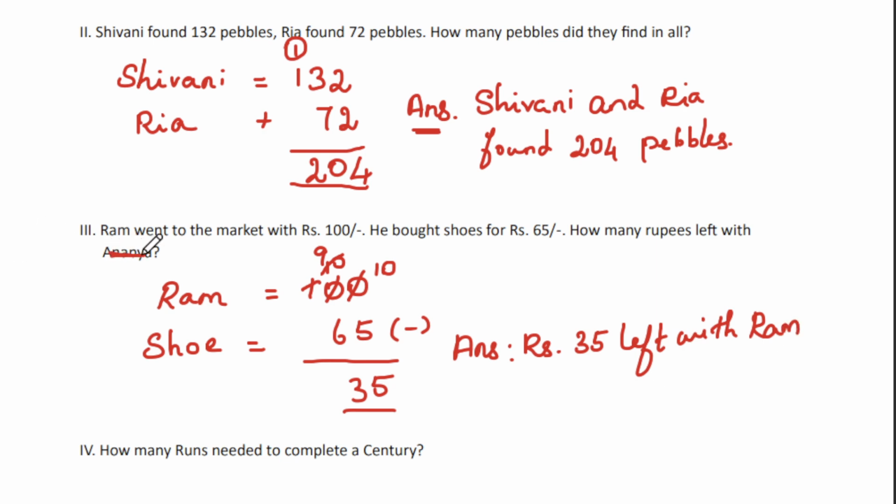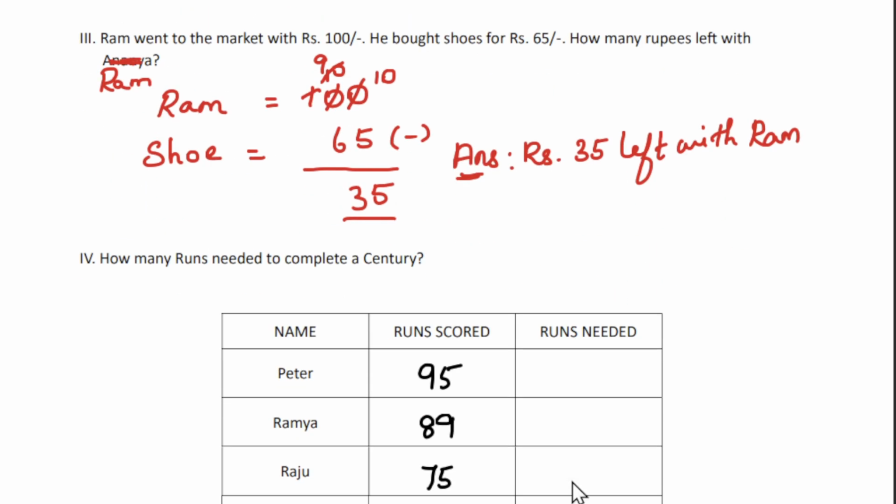Okay, this is also a printing mistake. It's Ram. Okay, so the answer is rupees 35 left with Ram. So you have to write it very neatly, students, and underline the answer. Okay, so we have come to the end.